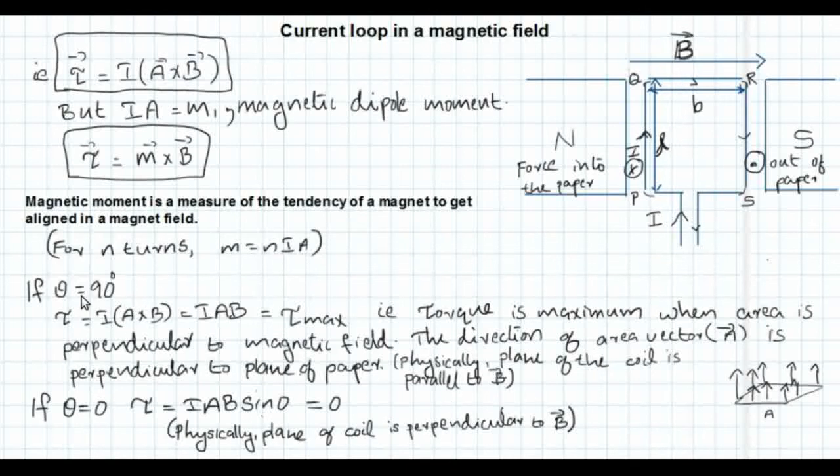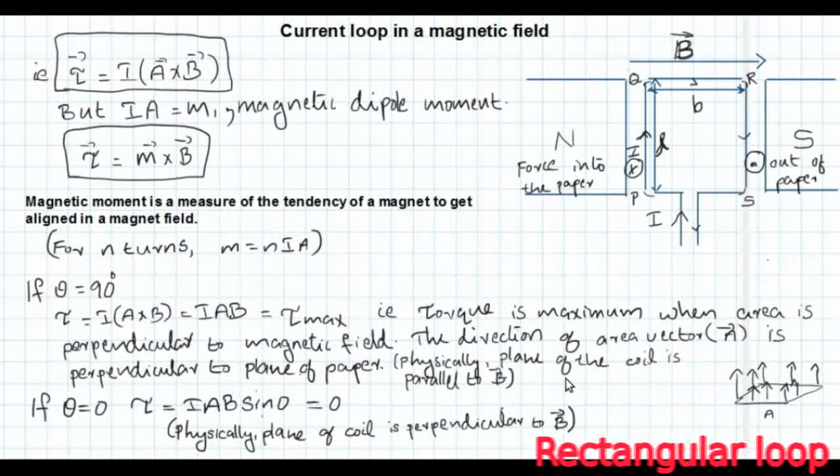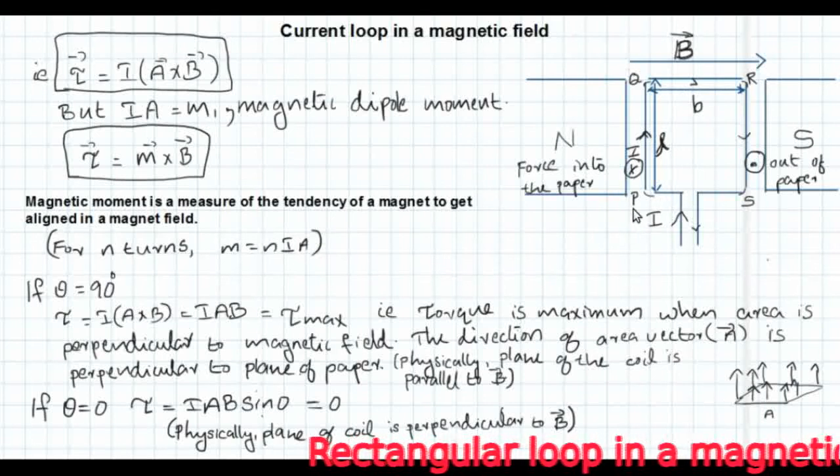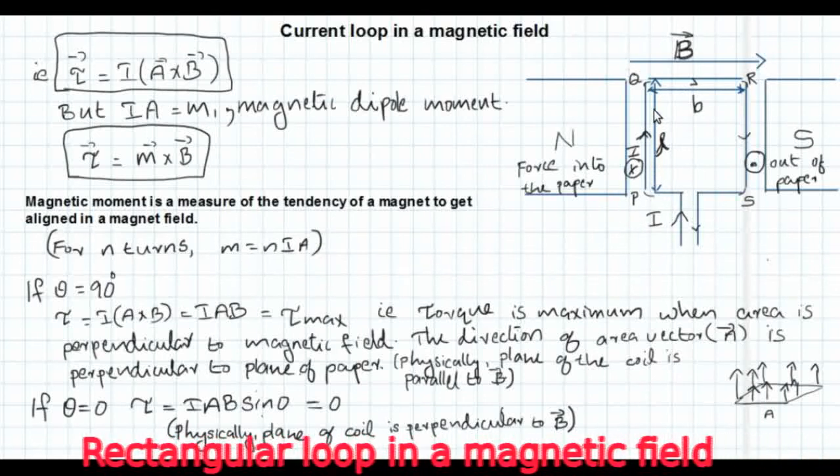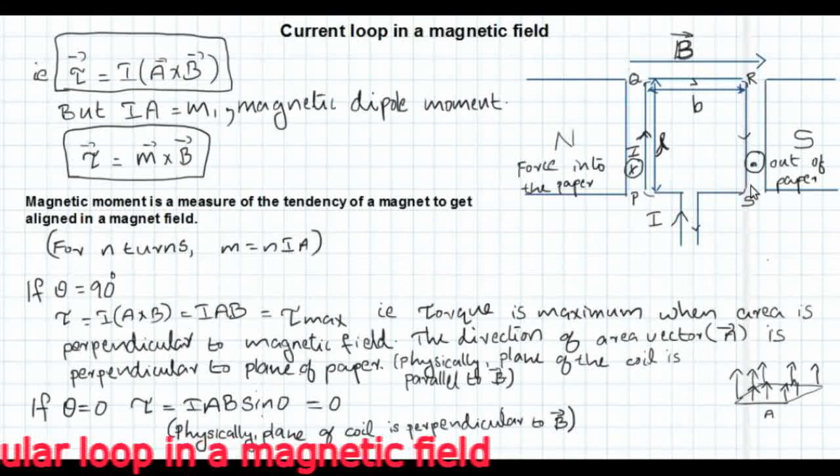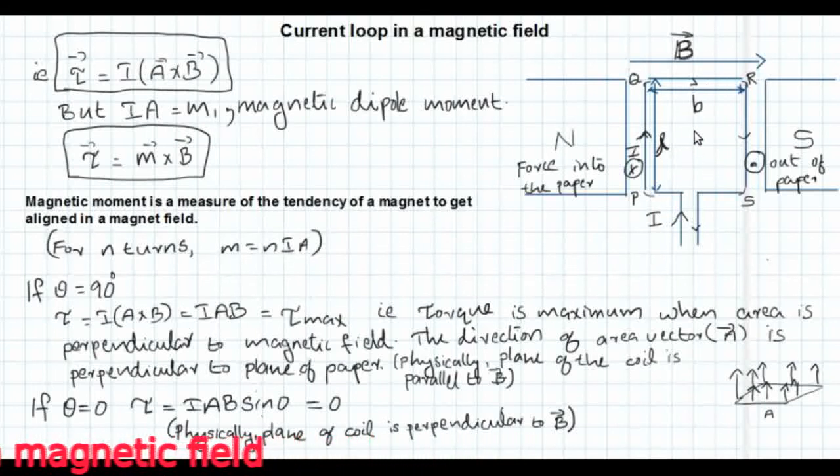Similarly, theta 90 means physically the plane of the coil is parallel to B. So like this. So in this case, the plane of the coil is parallel to magnetic field, but the direction of this area vector will be out of the paper. The direction of area vector will be perpendicular to the plane of the paper. So if it is perpendicular to the plane of the paper, then the angle between that area vector and B will be 90. That is the meaning of theta is equal to 90.